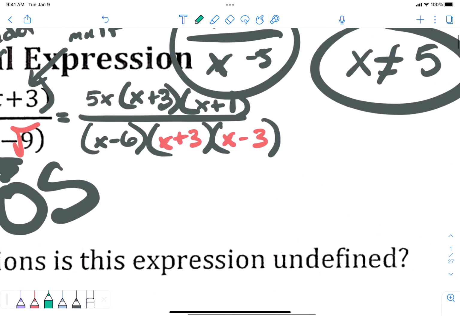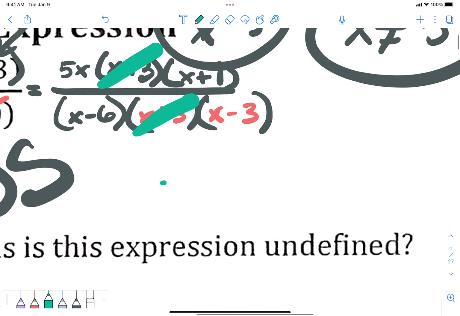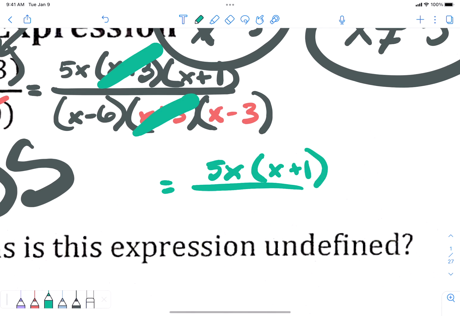Now that we have them broken down, is there anything that we can reduce? X plus 3, x plus 3. Those cancel out, right? Okay, anything else? No. What about this x and this x? No. How come? Because they're in a problem, they're glued by the pluses and minuses. You can't unglue them. So what's left on the top? 5x and x plus 1. We're not going to multiply back together. We just leave it the way it is now. And what's left over on the bottom is x minus 6 and x minus 3.